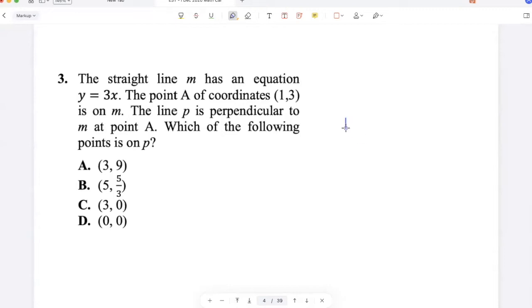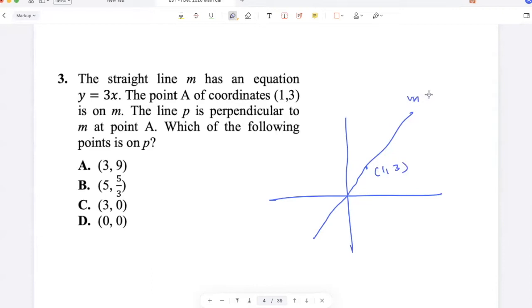Okay, so we have this line passing through 1, 3 and also the origin because it doesn't have a y-intercept. So this is line M, y is equal to 3x, right? And then we have a line perpendicular to this line, which is line P, right? And also passing through 1, 3. Okay, now what is the equation of line P?